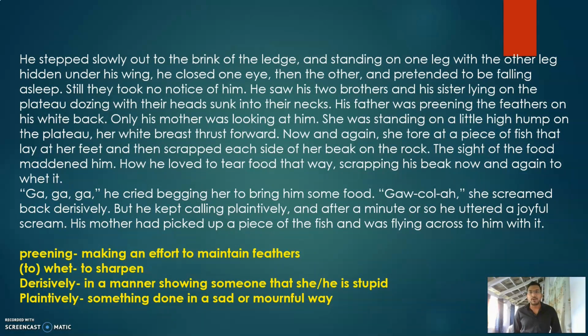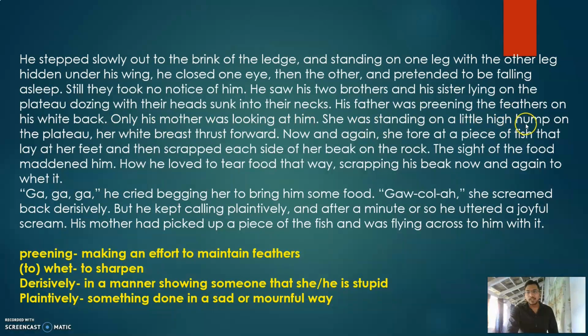His father was preening the feathers on his white back. Preening means making an effort to maintain the feathers. You must have seen birds with their beaks try to comb their feathers or try to arrange their feathers in a particular systematic way. That is known as preening. The father was preening his feathers on his white back, and his mother was looking at him.